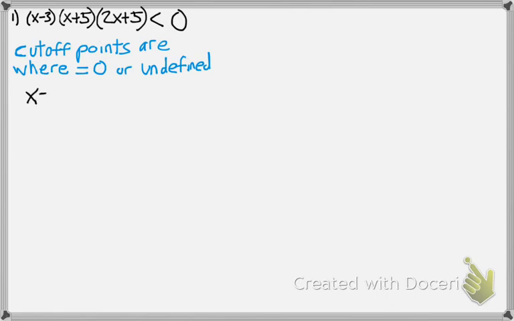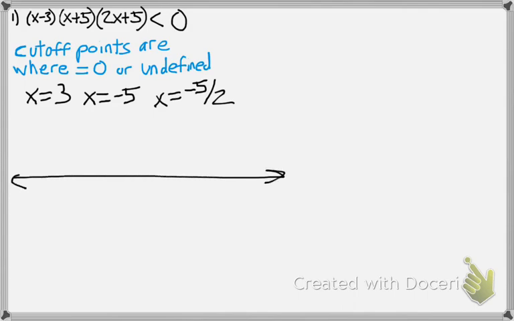So if the original is factored like it already is, we can just take the zeros of those factors. So x is going to be equal to 3, x is equal to negative 5, and then x is equal to negative 5 over 2. So these are going to be our cutoff points. So if I make a number line, I want these to be my points. And 3.